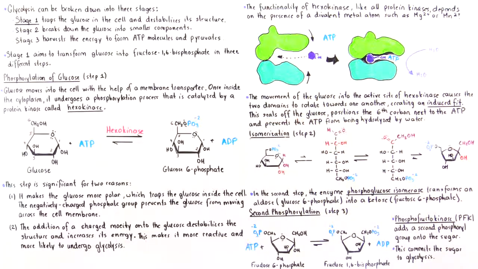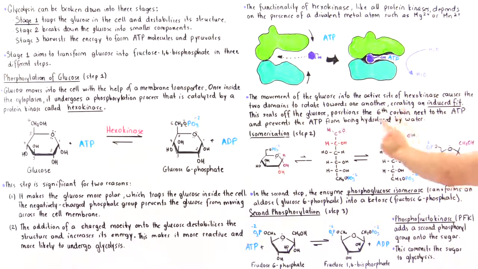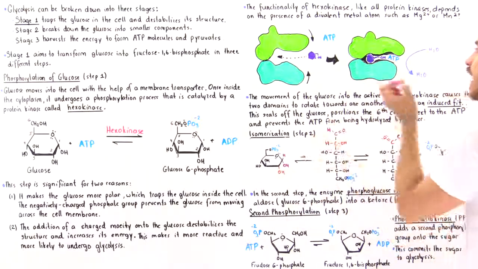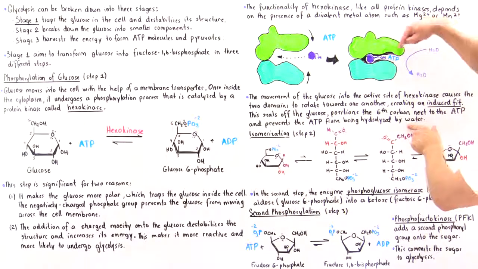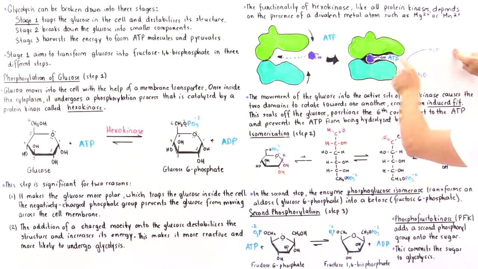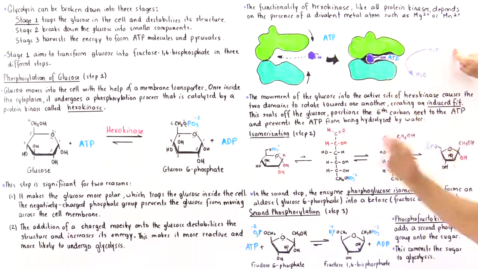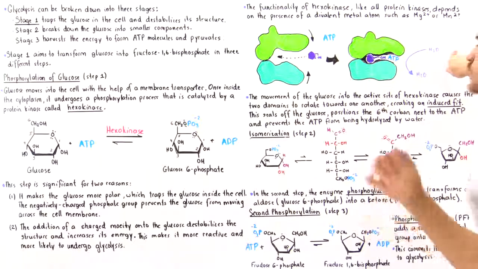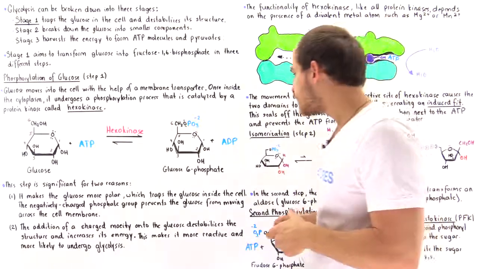And this seals off the glucose, so it removes all the water molecules and positions the 6th carbon right next to that ATP. And that also prevents the ATP from actually being hydrolyzed prematurely by that water molecule. Because if the ATP is hydrolyzed by water before that phosphoryl group is actually transferred onto the glucose, then we form the ADP, and the ADP will not be able to transfer that phosphoryl group. And so that's why this is a very important step.